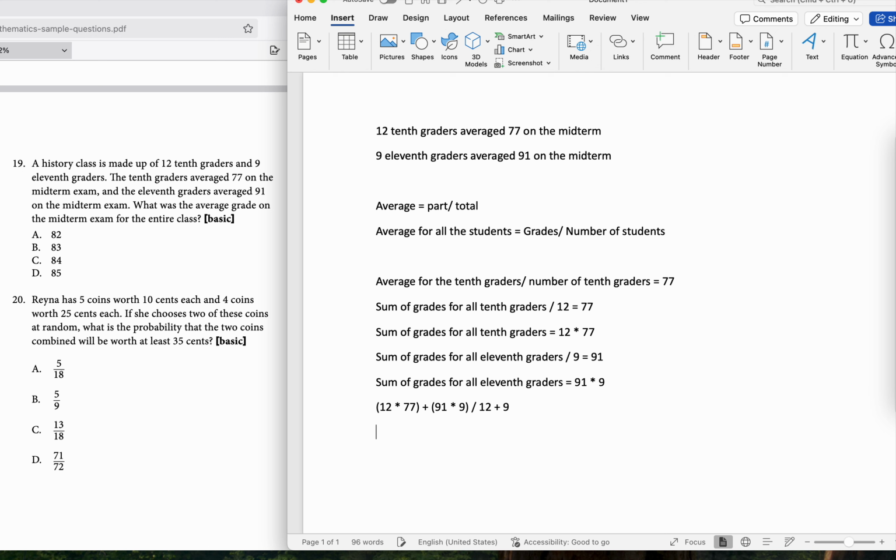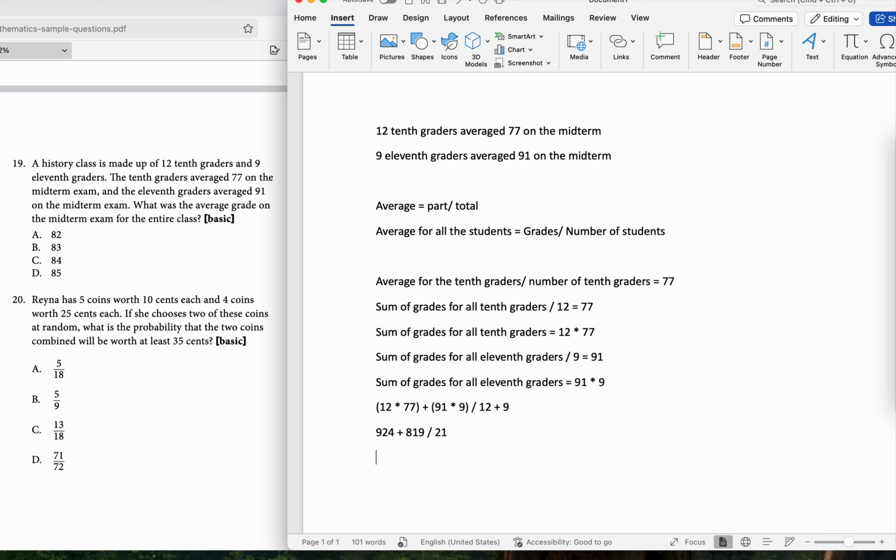And so we want to take out our calculator, and let's start plugging in some numbers. So we have 12 times 77, and that's going to give us 924. Let's multiply 91 times 9, and we'll get 819. Then we want to divide that sum by 12 plus 9, which is 21.